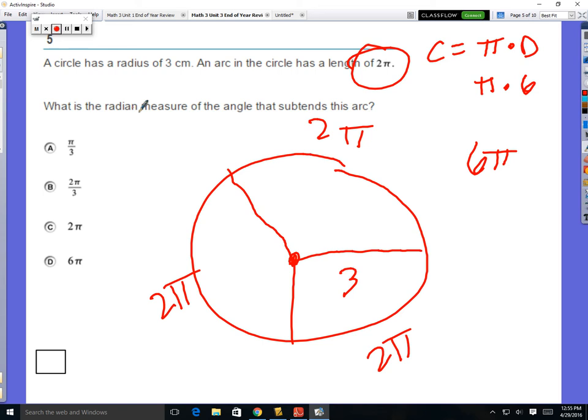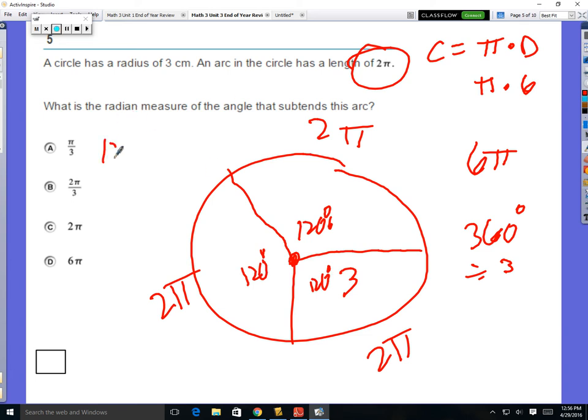So what is the radian? Let's find the degrees. How many degrees is this? It's going to be 360 degrees divided by 3. And that is 120. Each of these is 120. Okay. Now, they want the radians.